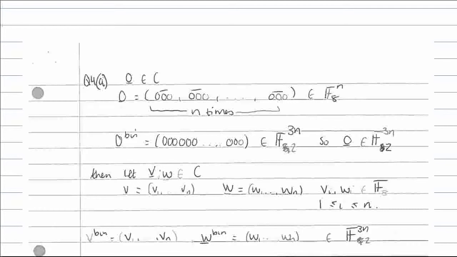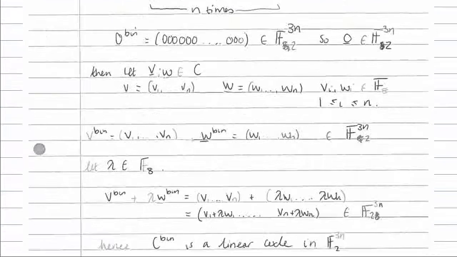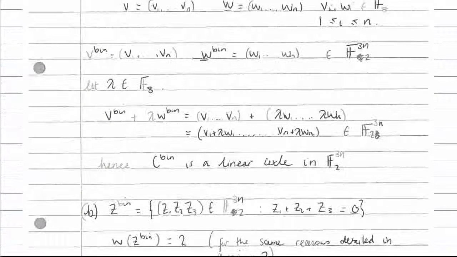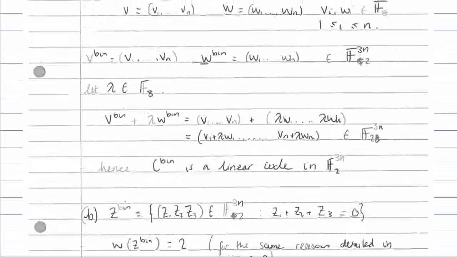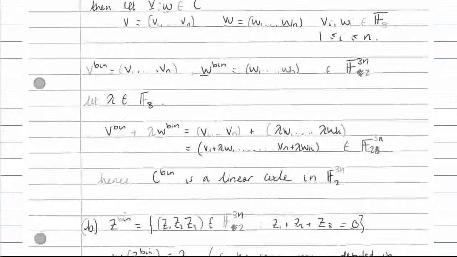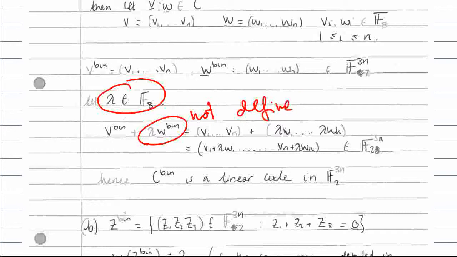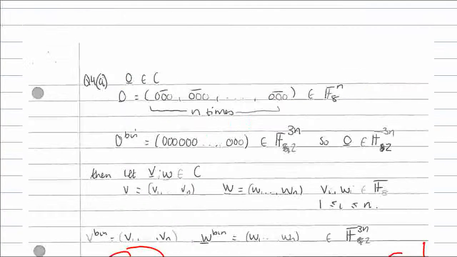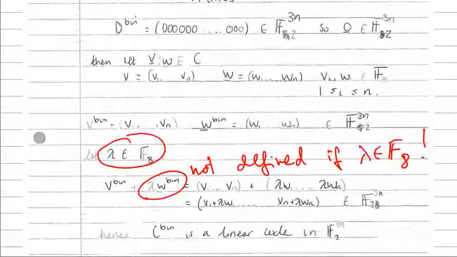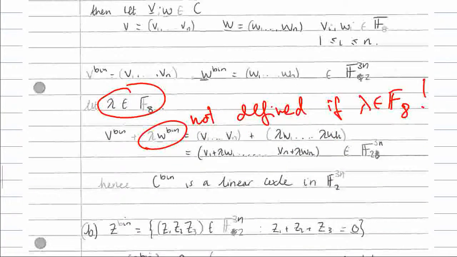Right, question 4. Linearity. So here, I'm afraid I don't understand how you can take a symbol from F8 and multiply it by a binary vector. So no, that's a mistake, and I'm going to only give you 2 marks out of 4 for this argument. Next.